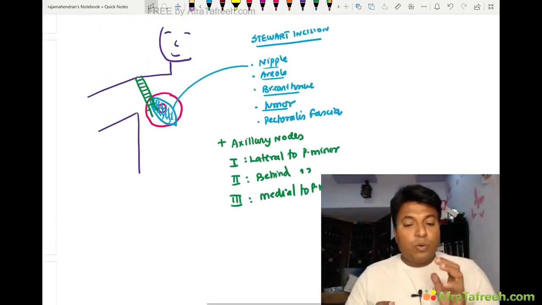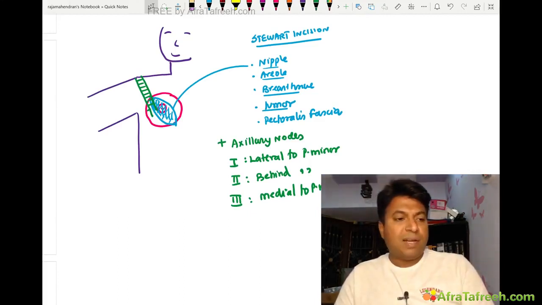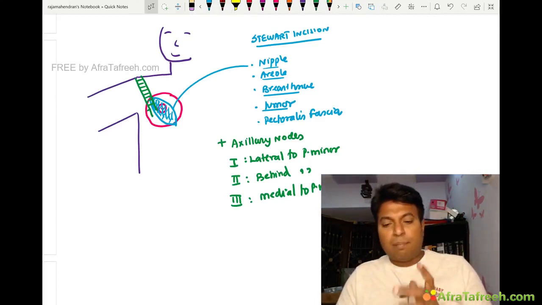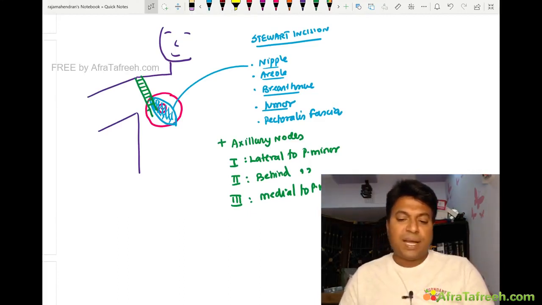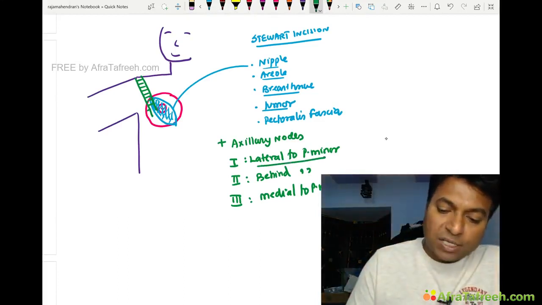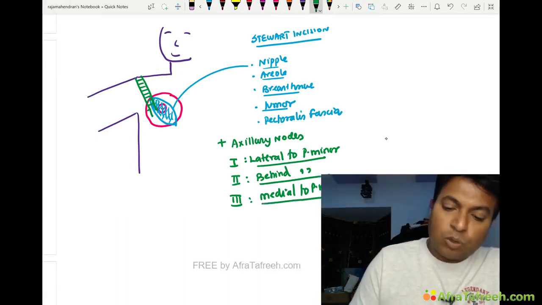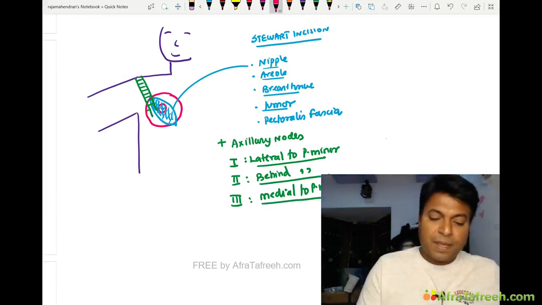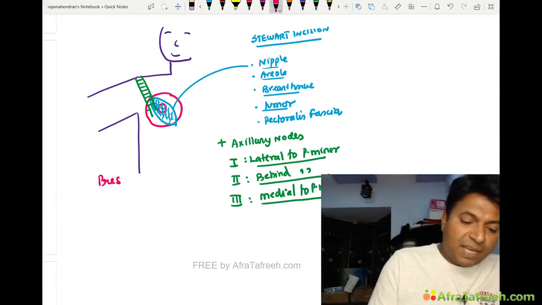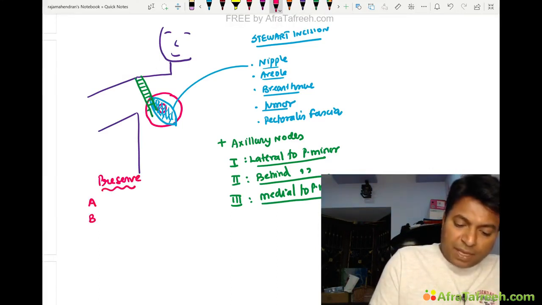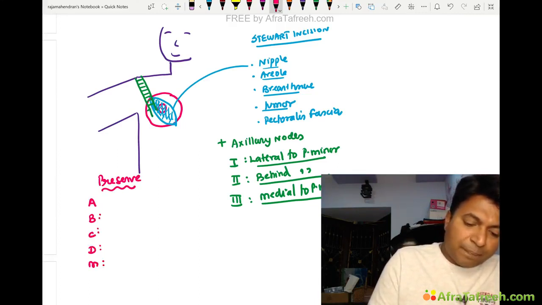So please remember, when I am doing MRM, what are the structures I will remove? I will remove the nipple, areola, breast tissue, tumor and pectoralis fascia. I will remove the nodes lateral to pectoralis minor, behind pectoralis minor, and medial to pectoralis minor. I will remove all the nodes. I will preserve A, B, C, D and M. What are the structures preserved in MRM?